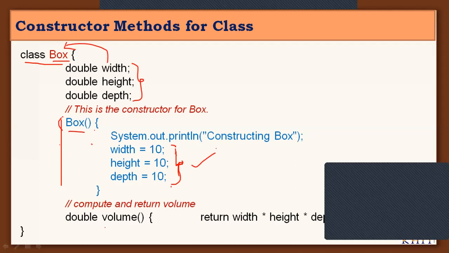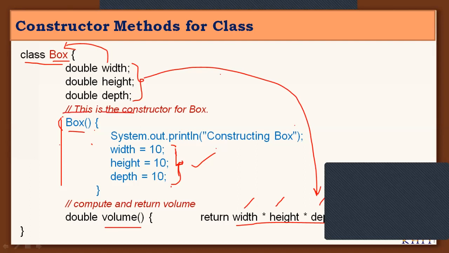As usual, we have a volume method, and inside this volume method we are calculating the box volume by multiplying the width, height, and depth values. So volume is a method of the class which calculates the volume based on the data given as the instance variables of the class. This is the Box class behavior, and this here is nothing but a constructor of the class.